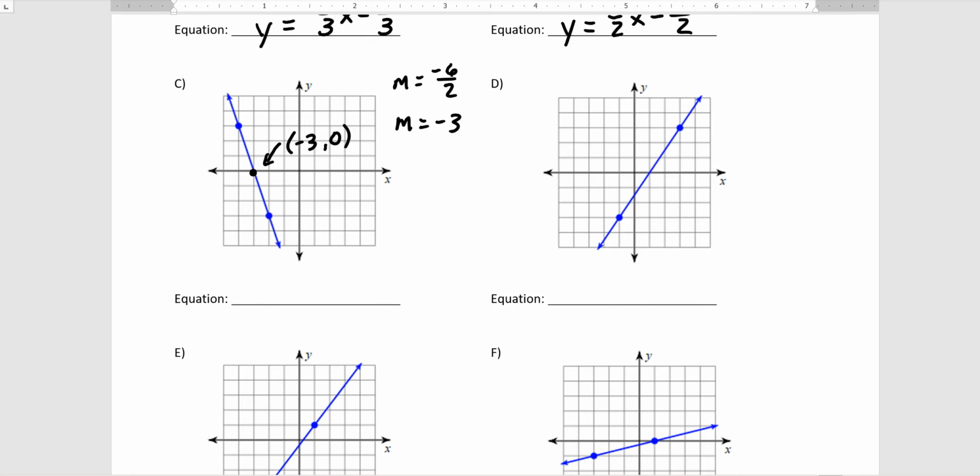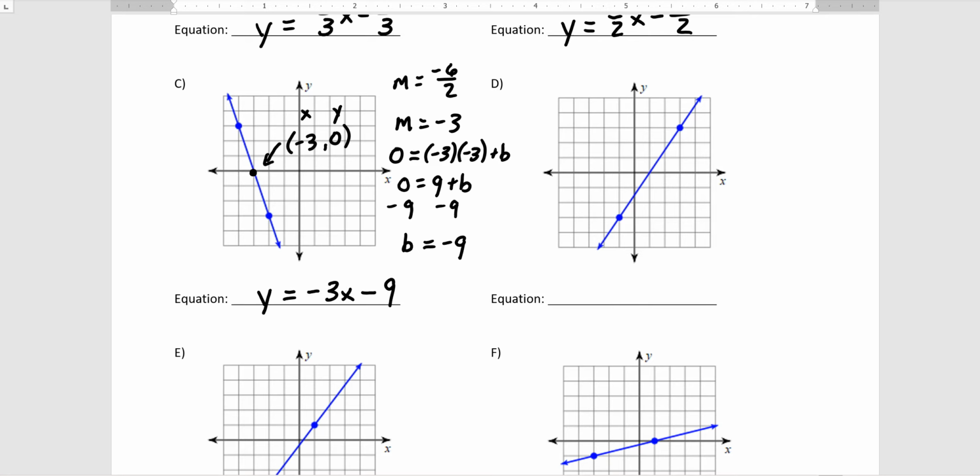All right, so let's use that point as my x and y. So y, 0, equals m, -3, times x, -3, plus b. Well, a negative times a negative will give me a positive, 9 plus b. To get b all by itself, I just subtract 9, and I'd find that b equals -9, meaning my equation would be y equals -3x minus 9. Fantastic.